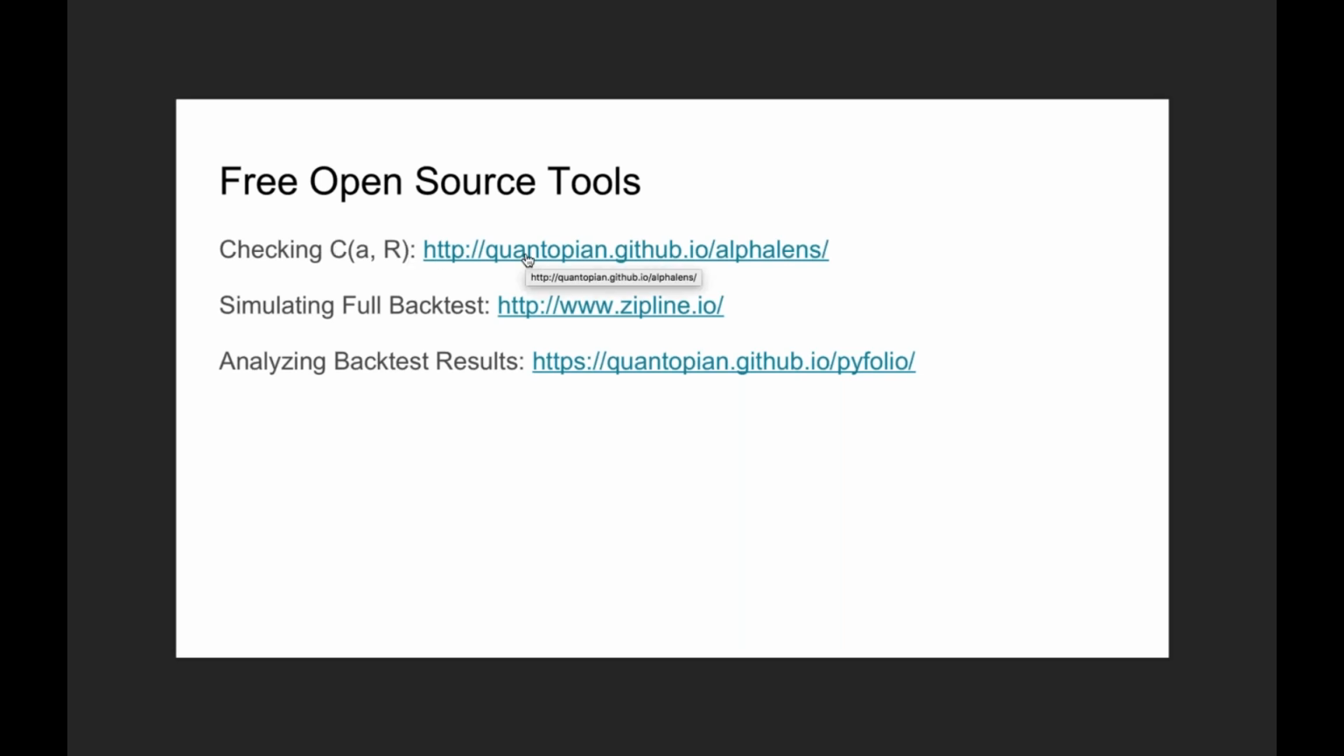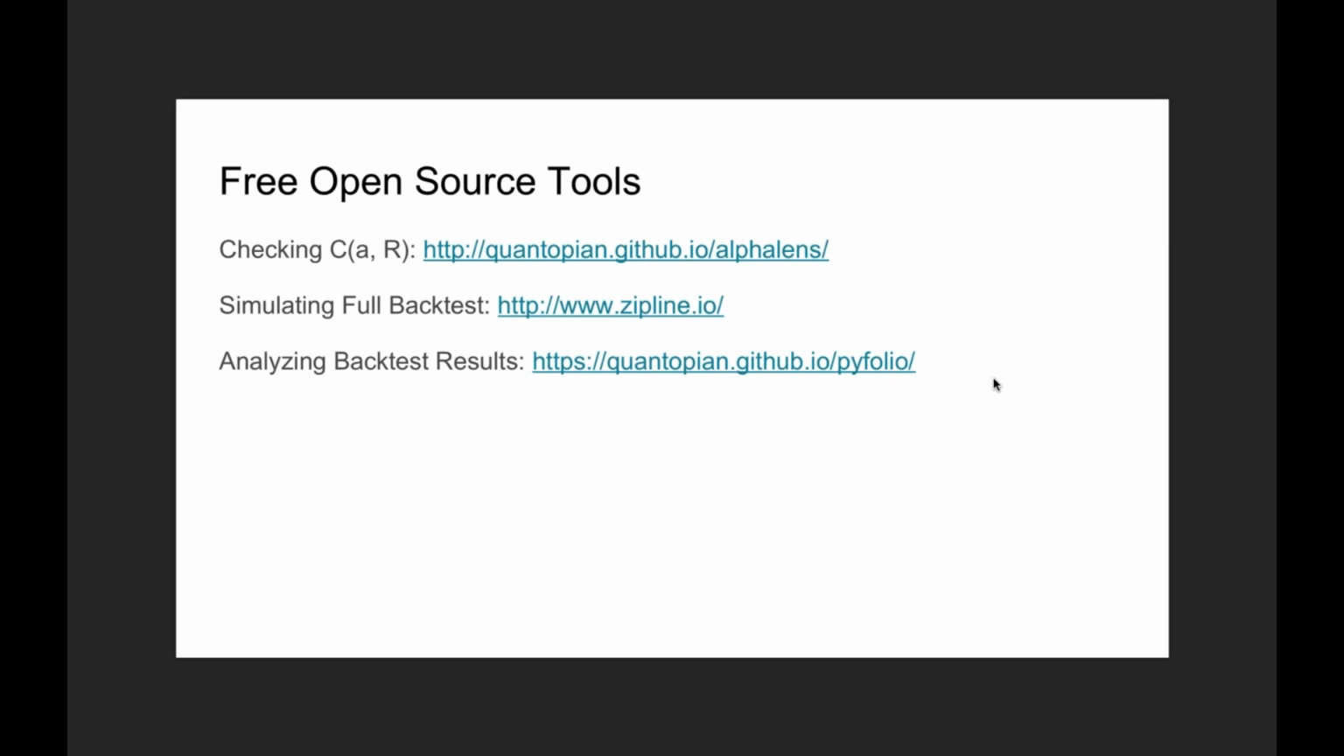a tool called alphalens. For simulating that full backtest, once you have your full model and all the trade and execution set up, we have an open source free tool called Zipline. And for analyzing backtest results and determining how much risk you're taking on, we have a tool called pyfolio. So we have tools that pretty much cover all these steps now. And again, they're available on the platform with access to a bunch of data, but we also make them free and open source, and there's a big community of people who use them on their own in various different ways.